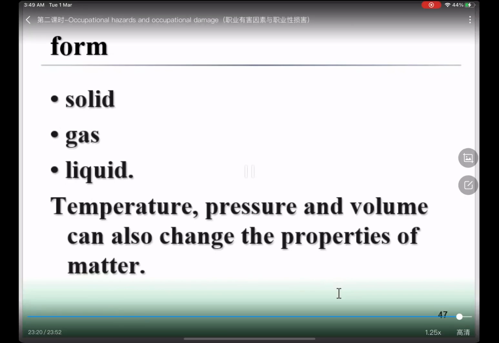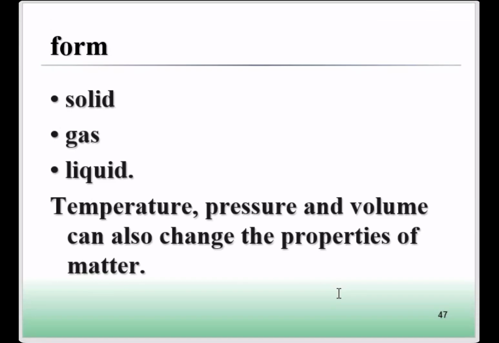Then we talk about the form of the productive toxicant. We know where we can find the productive toxicant. Then we have to know the form of this productive toxicant. There are 3 different forms for a productive toxicant. This is a chemical agent. It's 3 different forms.